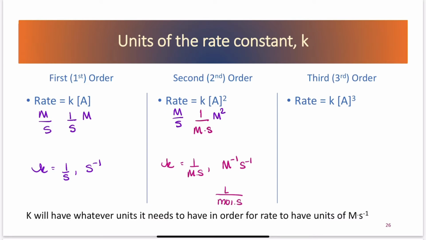If it is third order, again, rate must be molar per second. This is molar cubed. To get this to work out, k must be 1 over molar squared seconds. You can also write this as molar to the minus 2, seconds to the minus 1, etc. Whatever you need to do, but k will have whatever units it needs in order for the rate to have units of molar per second.